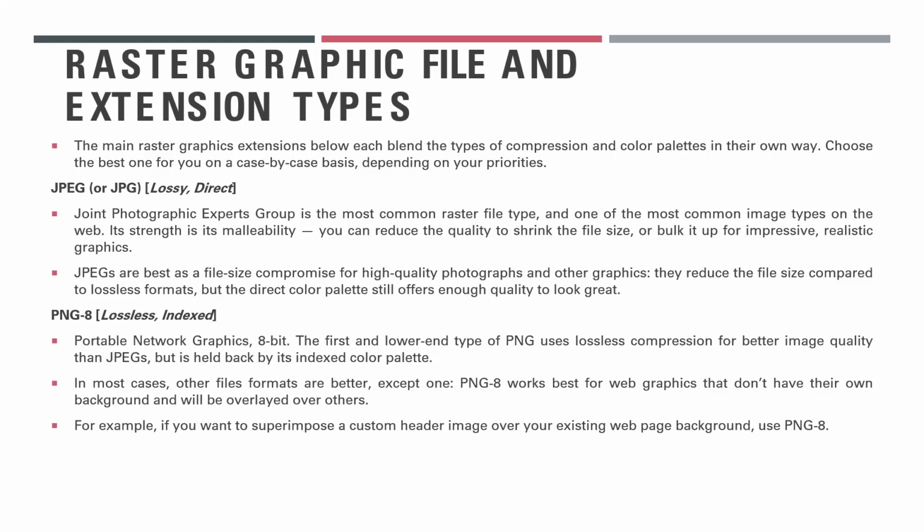So the first one is JPG, which is lossy, and the color palette is direct. It is called Joint Photographic Experts Group. It is the most common raster file that we use and one of the most common image types on websites. It is malleable, meaning we can reduce the quality to shrink the file size, or bulk it up, meaning we can make it big for impressive realistic graphics.